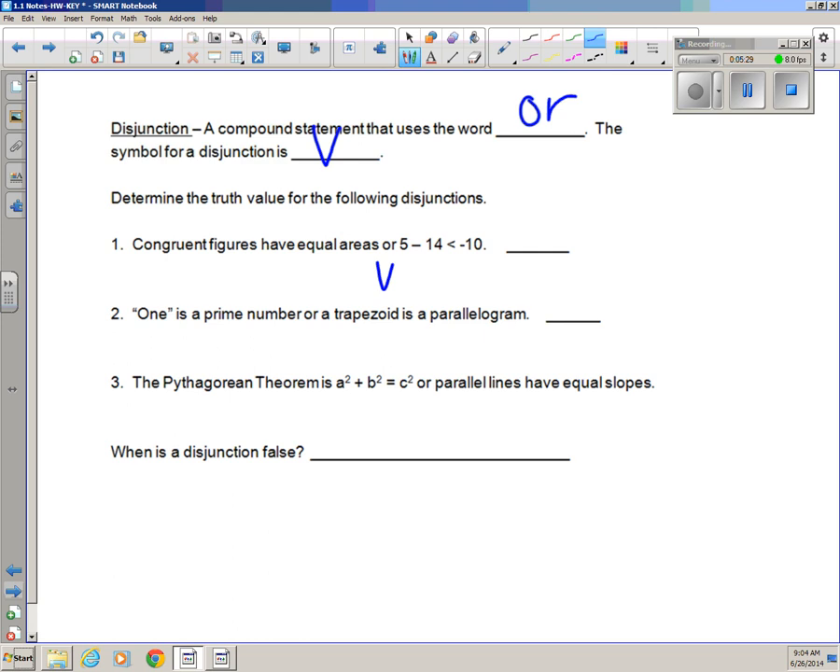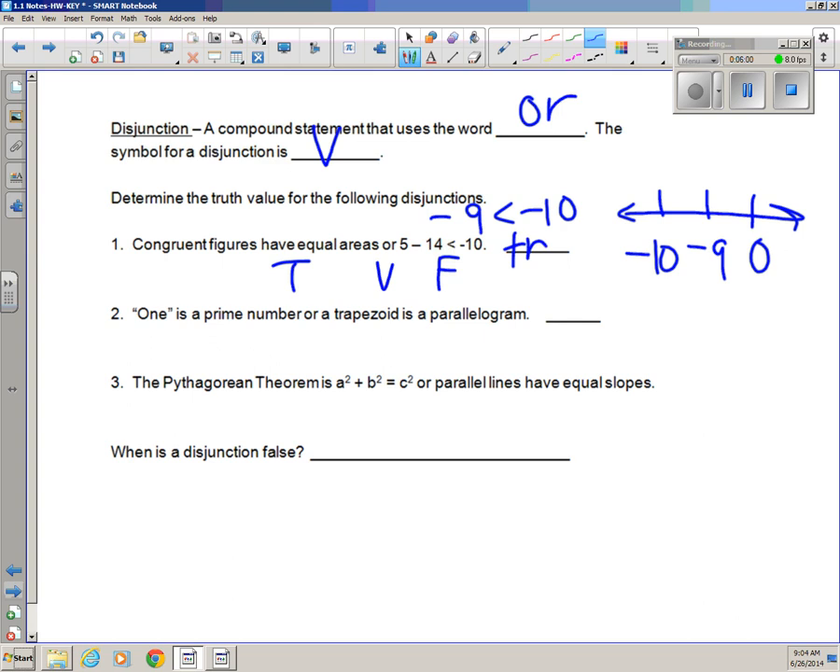Well, if the figures are congruent, if they're the same, they have to have equal areas. If I do the math over here, 5 minus 14 is negative 9. Is negative 9 less than negative 10? And the answer should be absolutely not. If you think about a number line, if here's 0, somewhere down here is negative 9, somewhere down here is negative 10. Negative 9 is closer to 0, it's larger. So true or false? Well, congruent figures have equal areas, that's true. Or the other one, the fact that one of them is true makes the whole thing true.